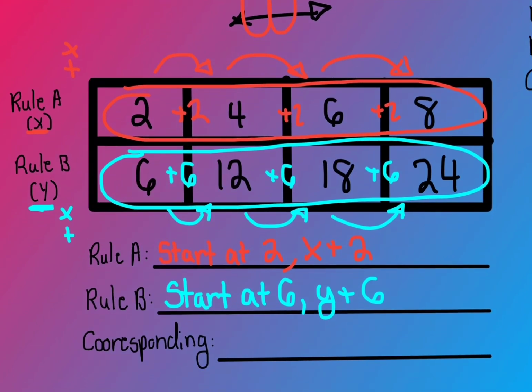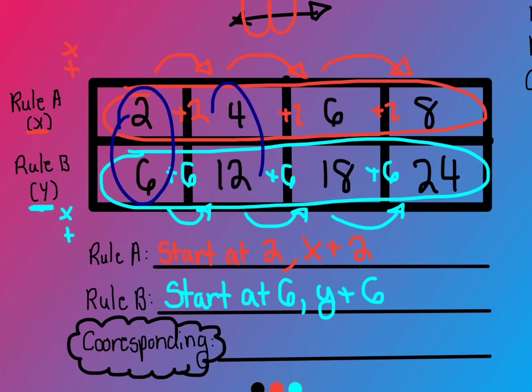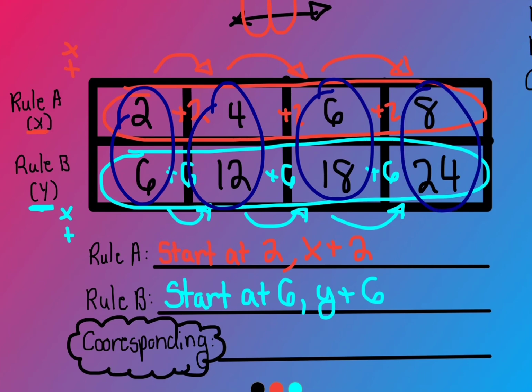Now here's my new word of the day, my corresponding terms. What that's saying is, and I'll change to a different color, what do these numbers have in common? These numbers. Can we come up with a rule for the dark blue? Well, think about it as a washing machine. It's going into 2, it's coming out 6. My number's getting bigger. It's going into 4, coming out 12. It's going in a 6, it's coming out 18. It's going in an 8 and coming out 24. So my numbers are getting bigger.